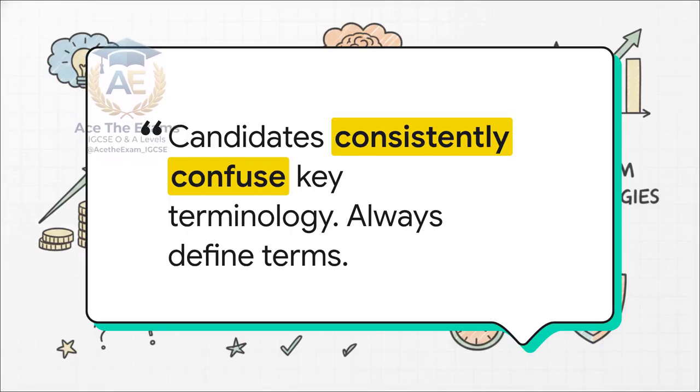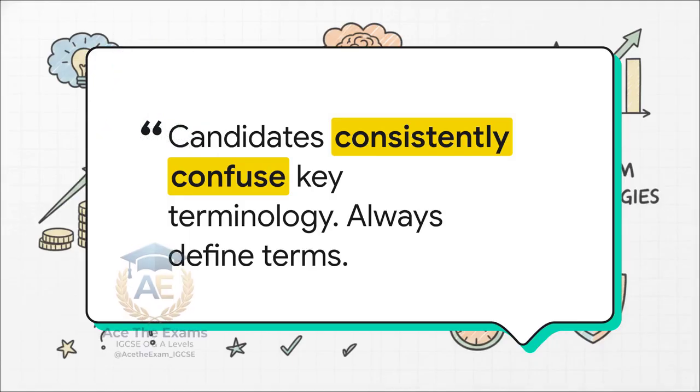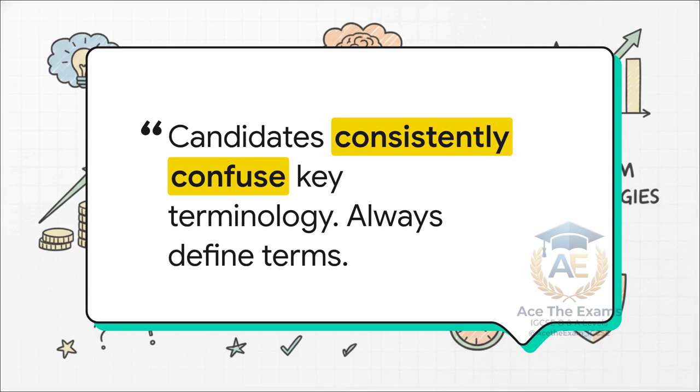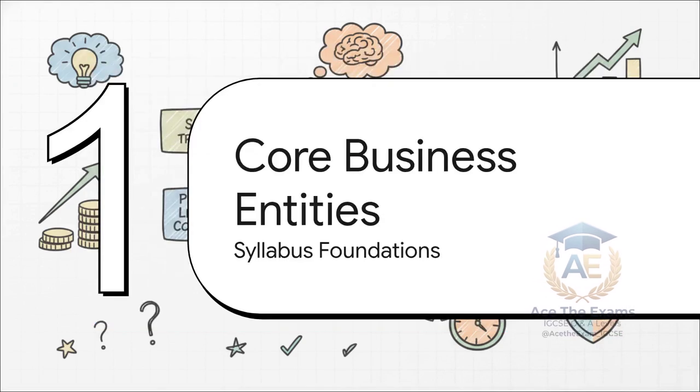Highly technical students often rush into complex calculations without first setting the parameters of the entity they're discussing. If you write an extended response arguing for a limited company, but fail to explicitly define limited liability in your opening paragraph, the examiner cannot award you top-tier marks. Moving on to Section 2, defining core business entities, the absolute foundations of your syllabus.